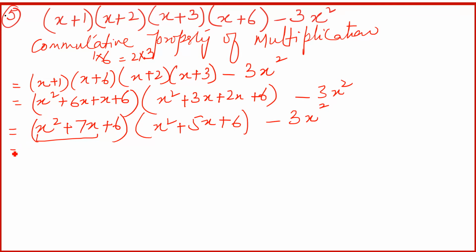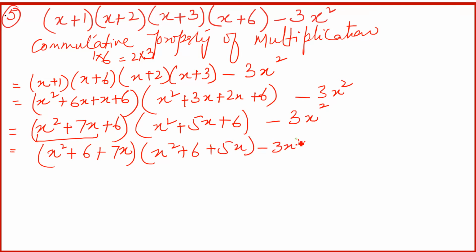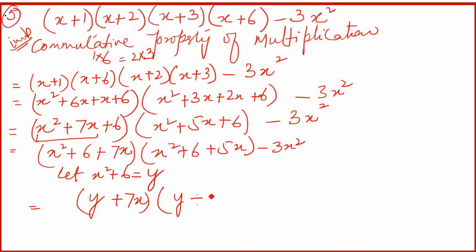Okay, so here we have to arrange this. x square plus 6 plus 7x. Just take this x square plus 6, because this time we have it in both parentheses. Important: it means you have to do this. Let x square plus 6 be equal to y. So wherever you see x square plus 6, you have to write y. So y plus 7x, and here the same thing, y plus 5x, minus 3x square.